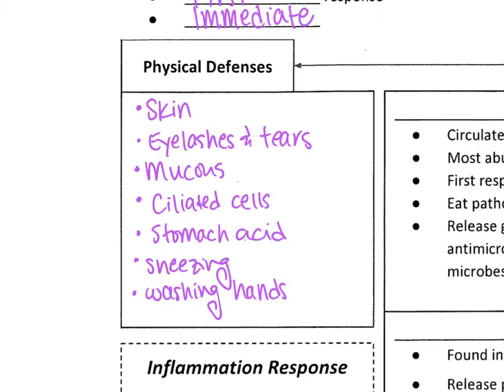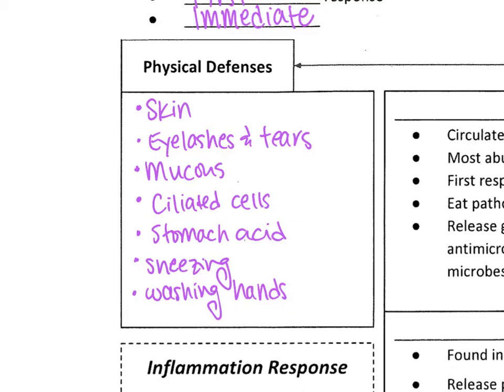Mucus is part of your respiratory tract, and the mucus coats ciliated cells that essentially line that respiratory tract. The purpose is to capture any pathogens that you inhale and to try to digest those pathogens before they can infect your cells. Stomach acid plays an important role in helping break down some examples of pathogens that might get to your stomach through your food. Sneezing helps expel anything you've inhaled, and washing hands helps make your hands slippery so that pathogens slide off your hands so that you don't expose them to your mouth or your nose or your eyes.